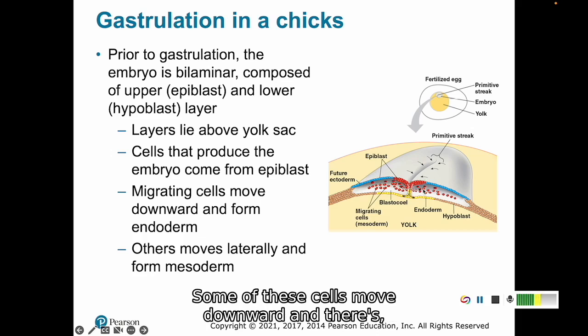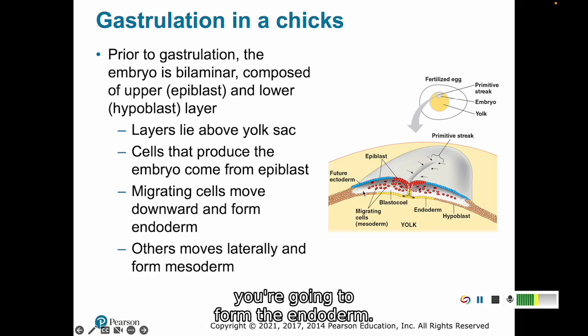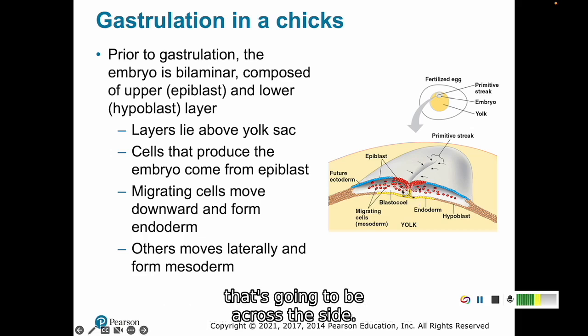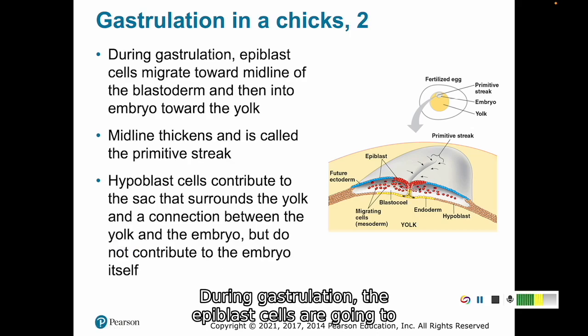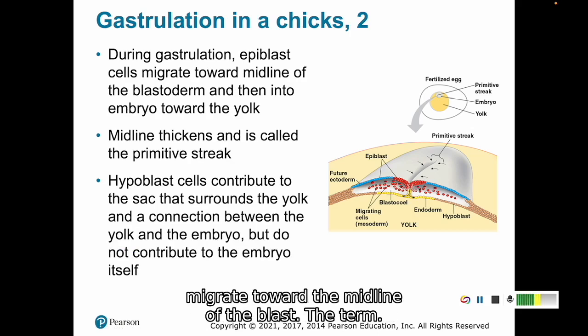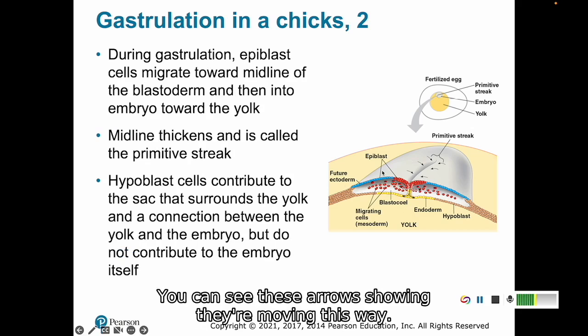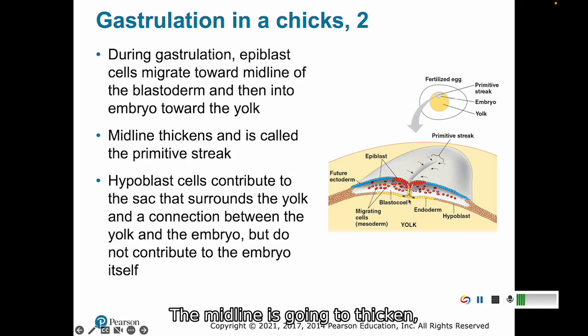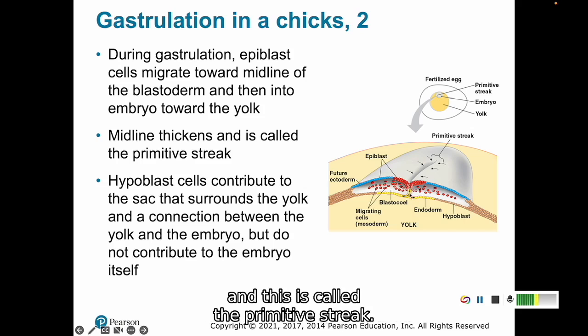Some of these cells move downward, and those are going to form the endoderm. And some of them move laterally, that's going to be across the side. They're going to form the mesoderm. During gastrulation, the epiblast cells are going to migrate toward the midline of the blastoderm. You can see these arrows showing they're moving this way. And then into the embryo toward the yolk. The midline is going to thicken, and this is called the primitive streak.